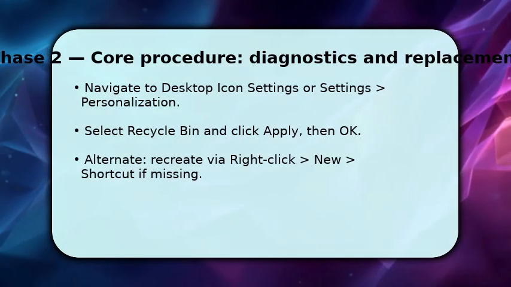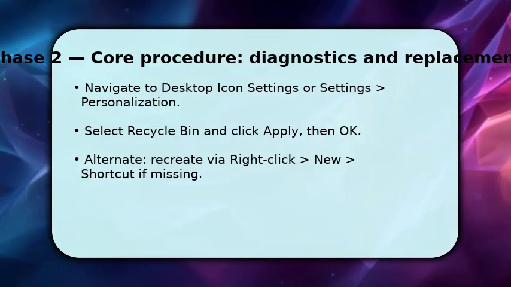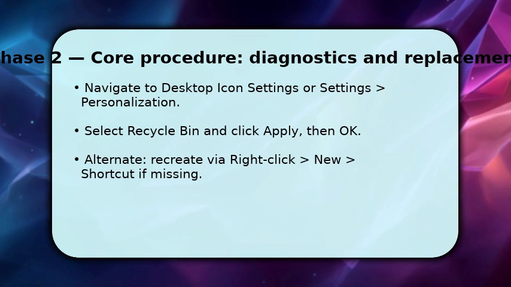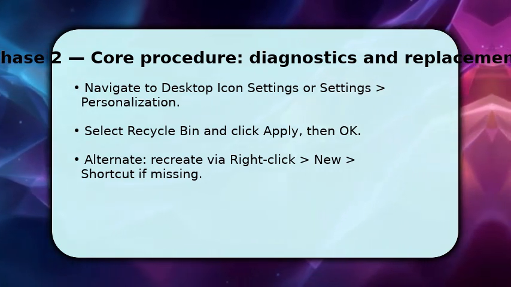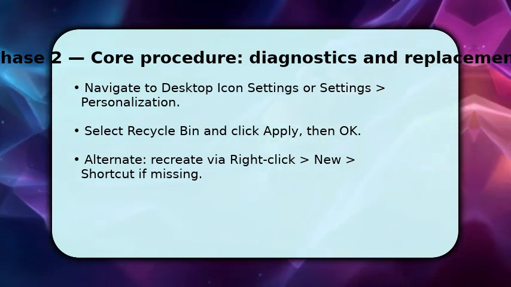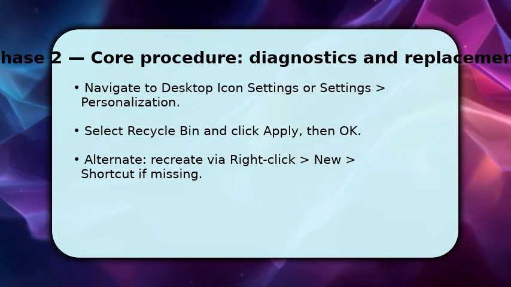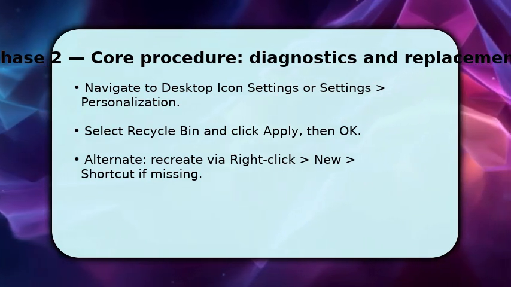You now restore the icon. Open Desktop Icon Settings from Themes, or go Settings, Personalization, Themes, Desktop Icon Settings. Either route works. Select Recycle Bin, click Apply, then OK so the system writes the change. This recreates the shortcut on desktop.